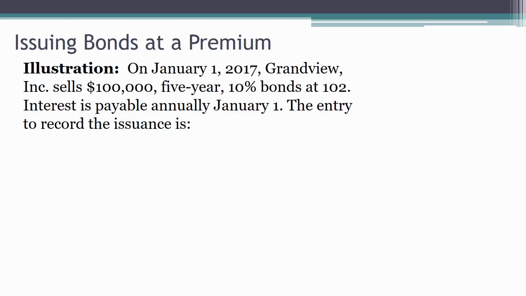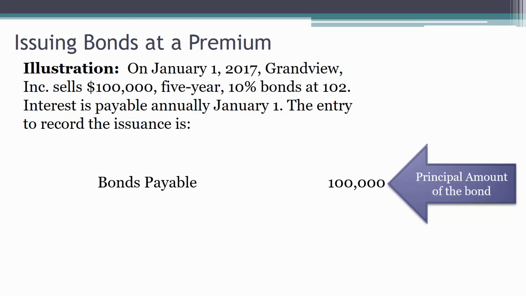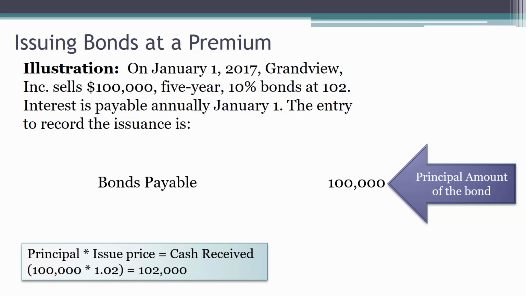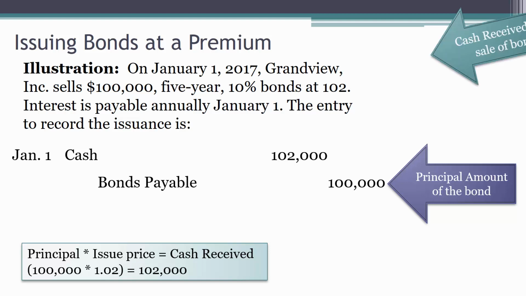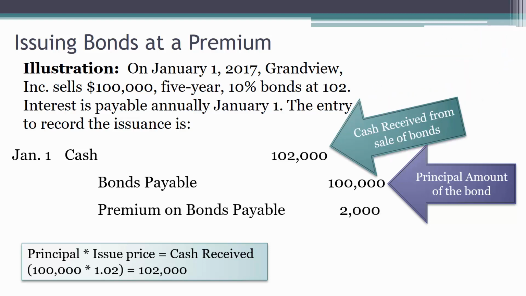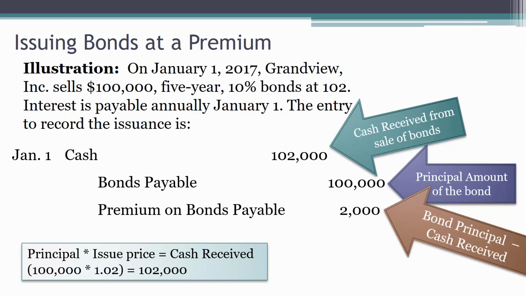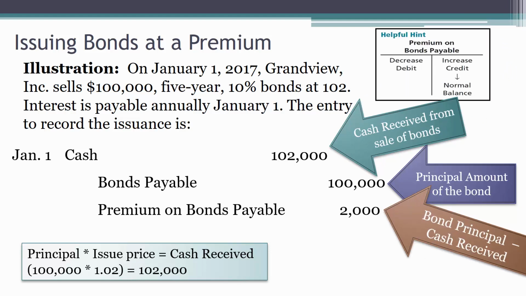Now let's look at the same bond, but this time being issued at a premium. So the bond is issued at 102. So again, we're going to credit bonds payable for the principal amount of that bond. Then we're going to calculate the cash received, which this time is 100,000 times 1.02. And so the company received $102,000 in cash, and because they received more cash than the principal of that bond, we get to record a premium on bonds payable. And that premium then is a credit normal balance. We're increasing it here with a credit.